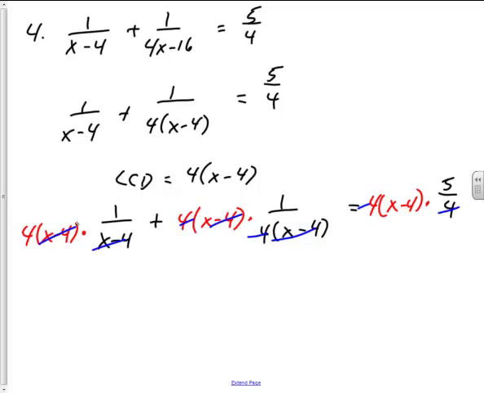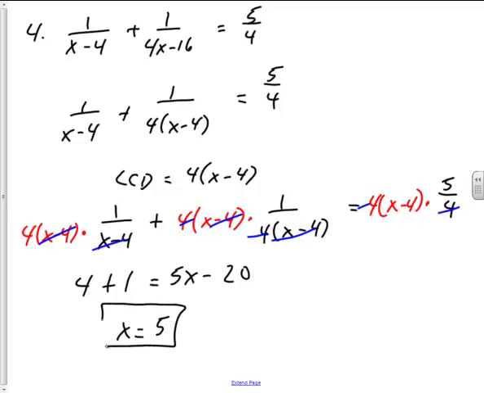So what I'm left with is 4 times 1, which will be 4, plus 1, because everything cancels here, so this will be plus 1, is equal to, and I'll take the x minus 4 and multiply it times 5, so I have 5x minus 20. And then at this point I simplify down and solve for x, and so I get x is equal to 5. So x will be 5 for that particular answer.